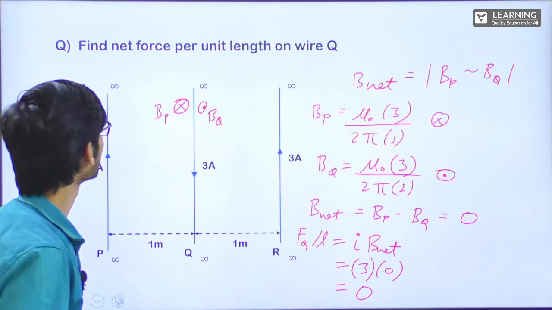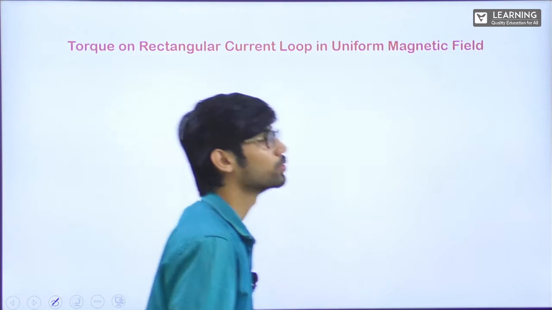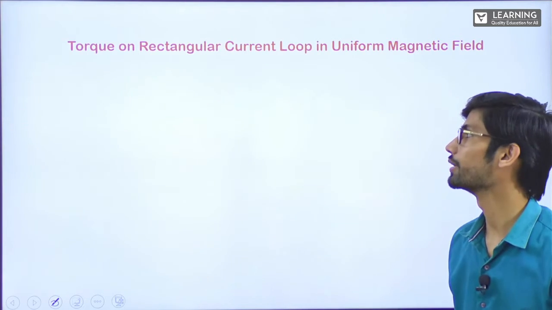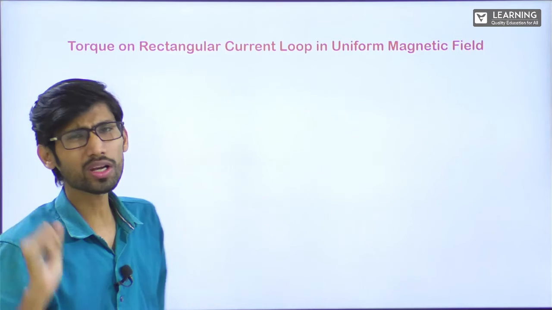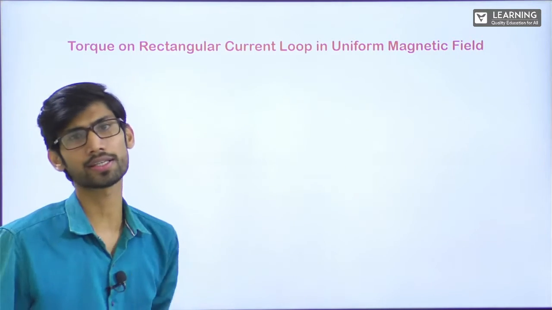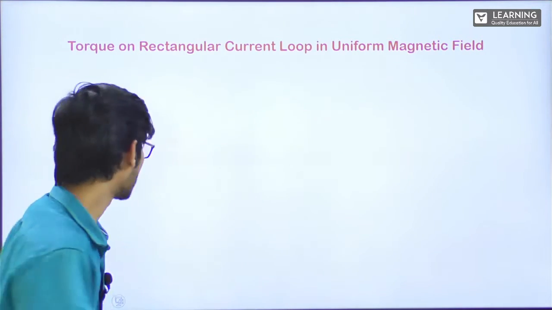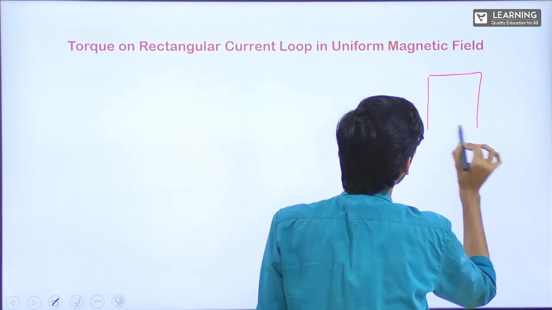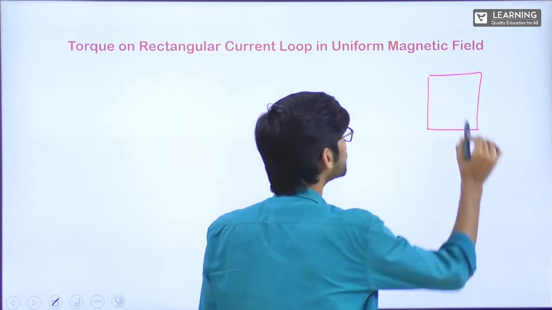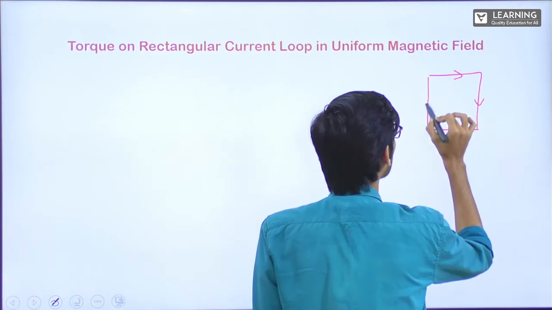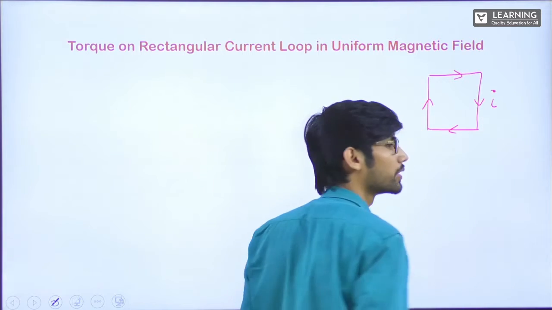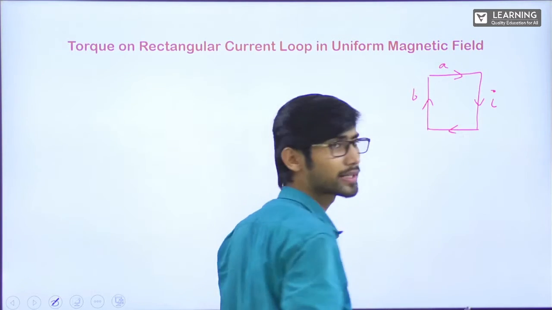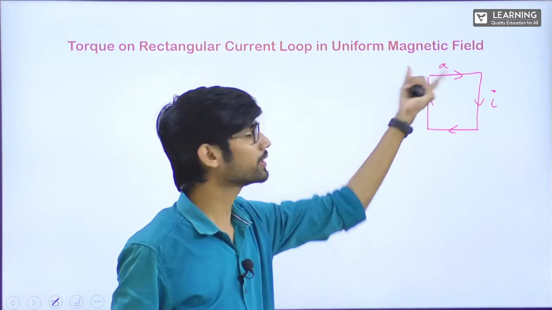Now let's see the next part, that is torque on rectangular loop in a uniform magnetic field. Now before this, one small concept I'll tell you, which we'll discuss in detail in the next session, but it will be used here, that's why I'm telling you, okay? Suppose there is a rectangular loop, okay? The current flowing is like this. Let's say the current flowing is I. This side, let's say, is A, this side, let's say, is B. It's a rectangular loop. So let's say the length is B, the breadth is A.